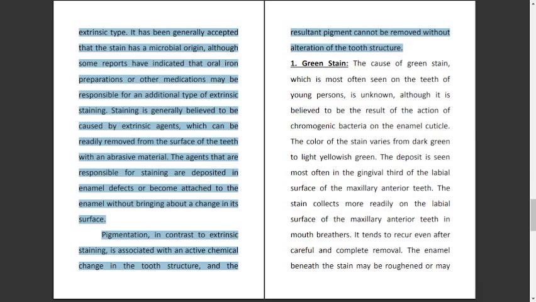The agents that are responsible for staining are deposited in enamel defects or become attached to the enamel without bringing about a change in its surface. Pigmentation, in contrast to extrinsic staining, is associated with an active chemical change in the tooth structure, and the resultant pigment cannot be removed without alteration of the tooth structure.